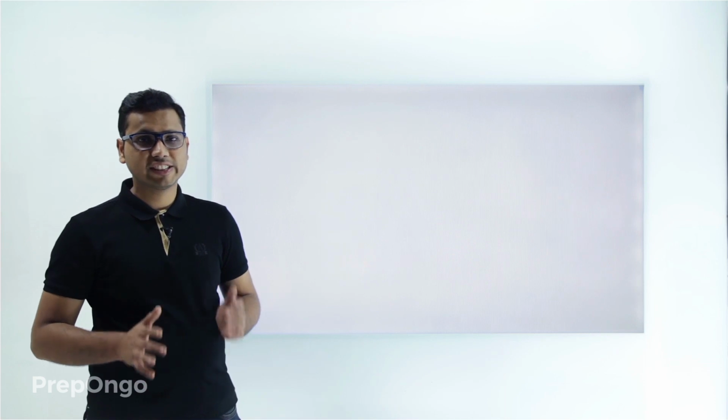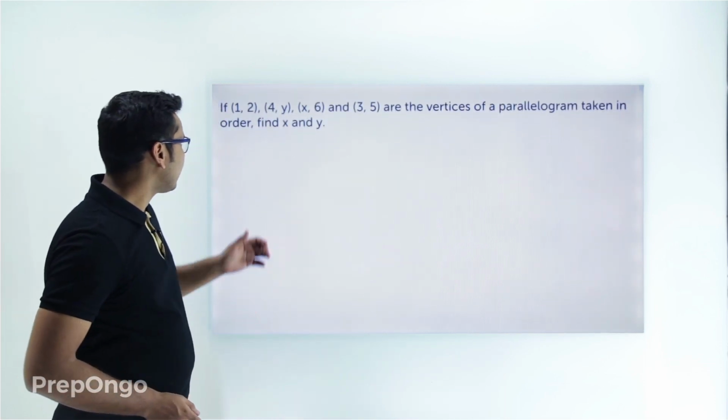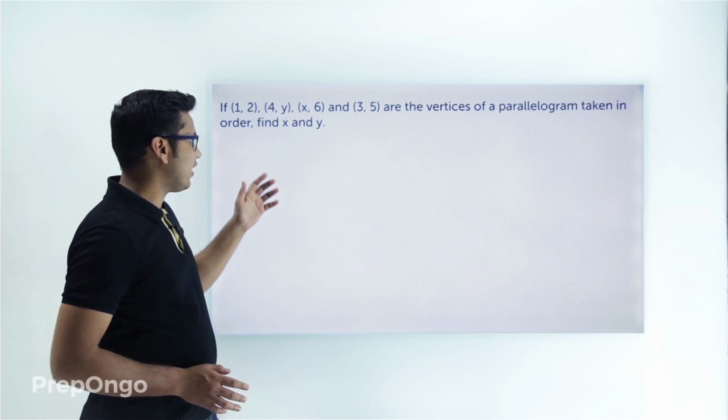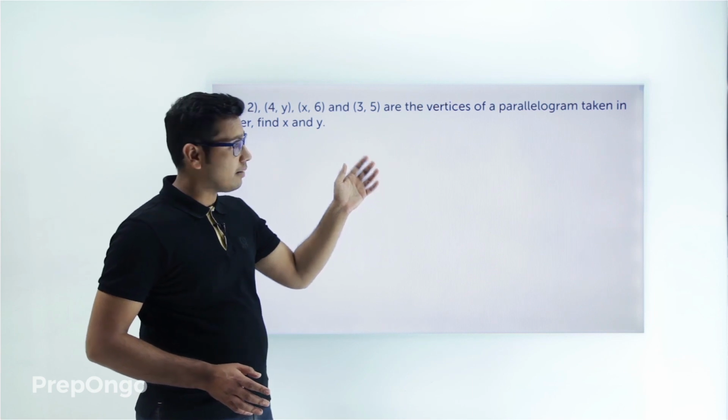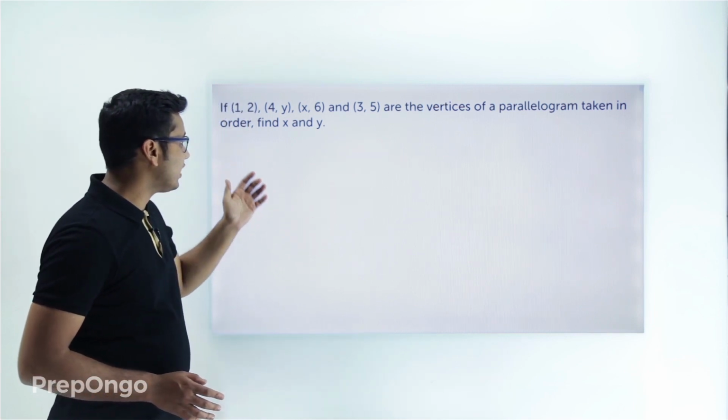Hello everyone. Let us understand the further use of section formula in some questions. So here is the question which says that if (1, 2), (4, y), (x, 6) and (3, 5) are the vertices of a parallelogram taken in order, then we have to find x and y.